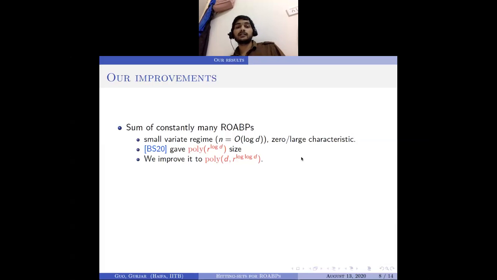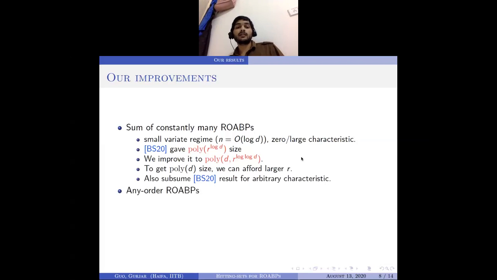So that's clearly better. One way to put it is that if you want the hitting set size to be polynomial in D, then the value of R we can afford is much larger compared to BS20. They can afford R to be only a constant, we can afford it to be larger. Again, we subsume BS20 results for arbitrary characteristic also. I'm not going into those details.